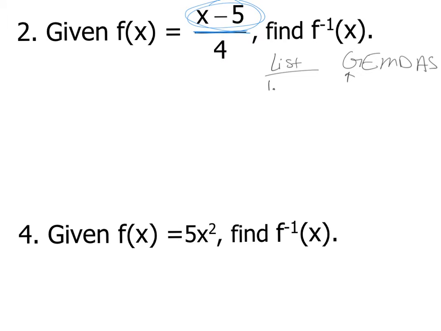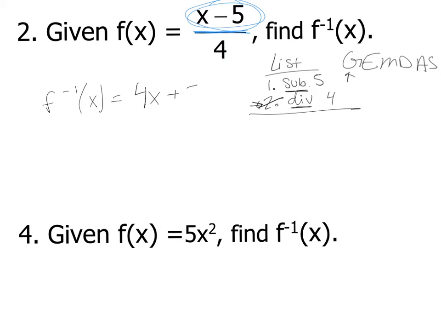So the first thing that happened was we subtracted 5. And again, I'm going to say that subtraction, even though it's the S in GEMDAS and it's after division, I'm going to list that first because technically it's part of a group, which is the very first thing you list. Okay? And then after we subtracted that 5, we divide by 4. So now I'm ready for my answer. F negative 1 of x is going to happen when we take x and we start at the bottom, and instead of dividing by 4, we are going to multiply by 4. And then instead of subtracting 5, we are going to add 5. There is the inverse of number 2.